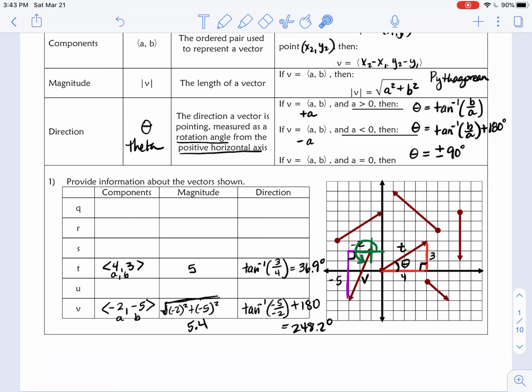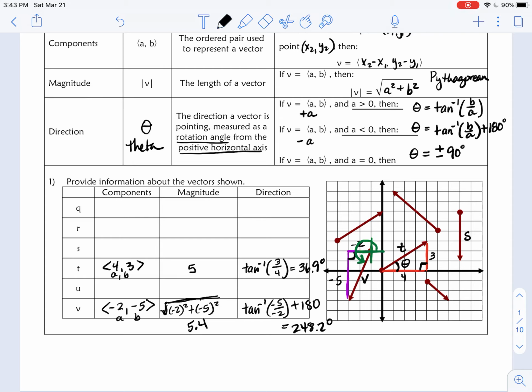Okay, let's try one more. Let's take a look at vector S. Vector S is going straight down. So we know that the horizontal component is going to be 0. Remember, if it's straight down or straight up, my A value is 0. My angle is going to be either a positive or negative 90. Well, hopefully you recognize that if you're going straight down, you're going negative 90 degrees. If you're going straight up, it would be your positive 90.